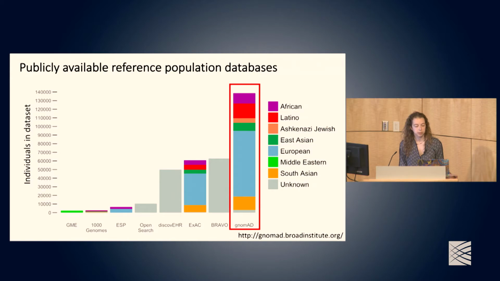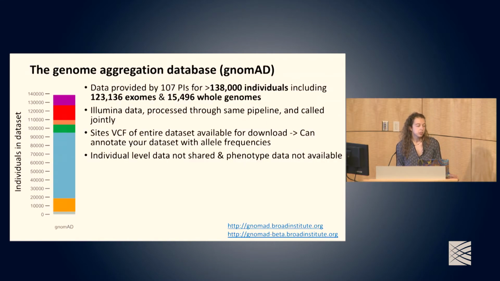And then most of what I'm going to talk about is going to focus on gnomAD. So gnomAD is the Genome Aggregation Database. It has data provided by 107 different PIs from many studies. Over 138,000 individuals are included, so there's 123,000 exomes and over 15,000 whole genomes. It's all Illumina data. It's all processed through the same pipeline, and it's all called as one giant data set.